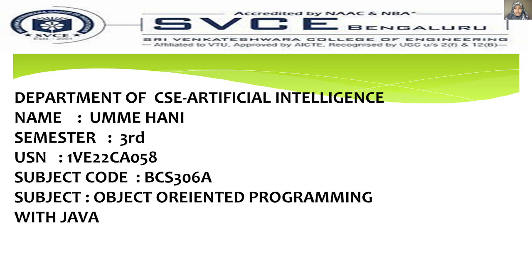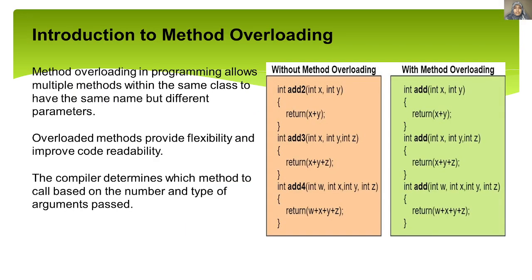So the topic for today is overloading methods. Introduction to overloading methods: method overloading in programming allows multiple methods within the same class to have the same name but different parameters. Overloaded methods provide flexibility and improve code readability. The compiler determines which method to call based on the number and type of arguments passed. We can look at the example mentioned in the picture, without method overloading and with method overloading.